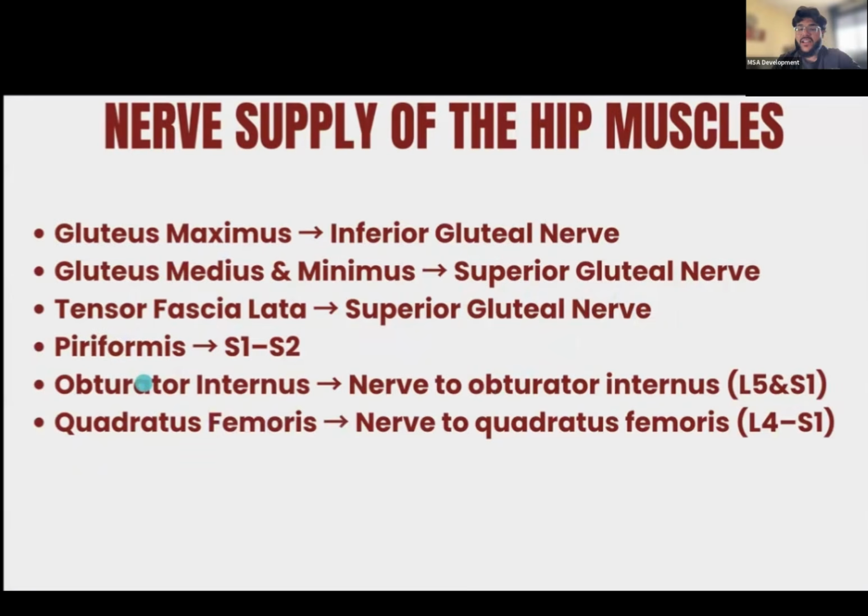The piriformis comes from S1, S2. The obturator internus comes from the nerve to the obturator internus, which comes from L5 and S1. And the quadratus femoris comes from the nerve to the quadratus femoris, which is L4, S1. With that, we are done with the hip portion of the anatomy. Now let's move on to the femur.